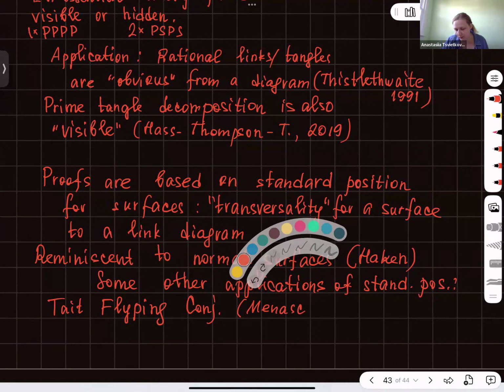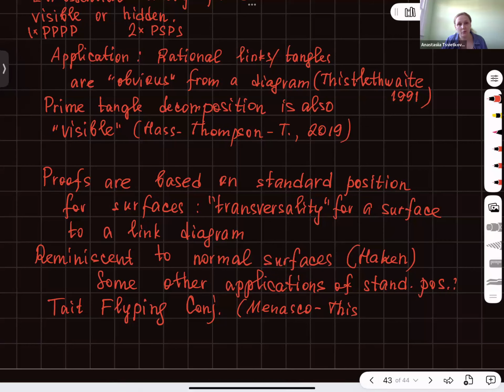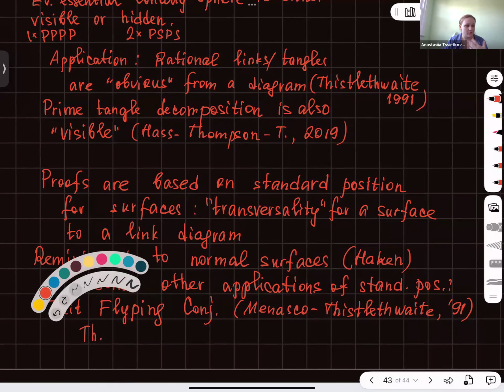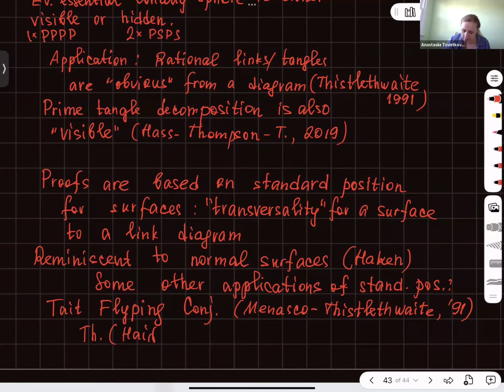They actually used several different techniques, but one of them was very similar to standard position. So they took checkerboard surfaces and put them into something like standard position. So made them almost transverse to a diagram. And I think this is also 91. And maybe let me use this to quickly advertise a related result with a student, even though it's not directly related to standard position, but it's using the Tait flyping conjecture.